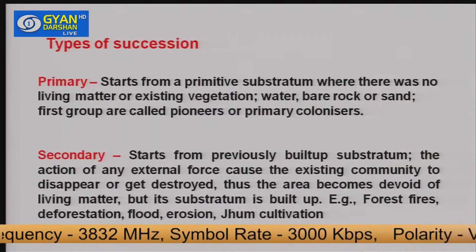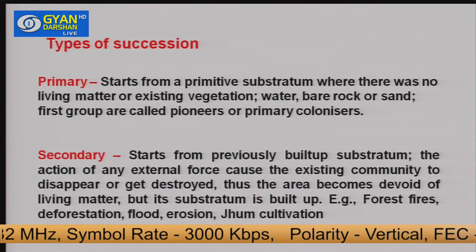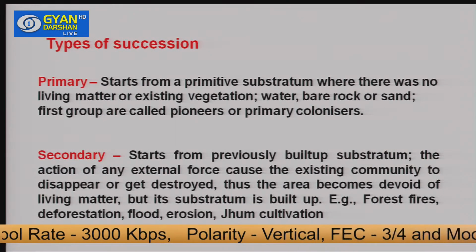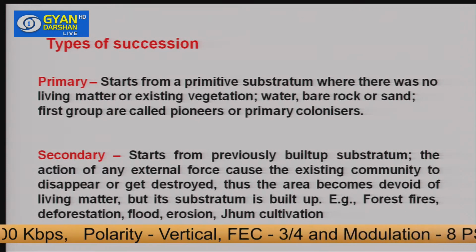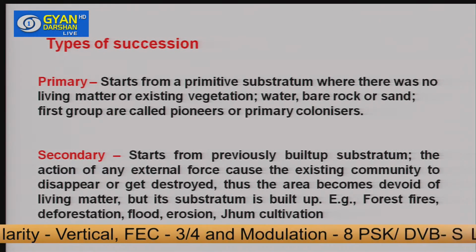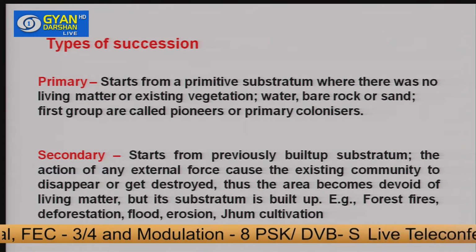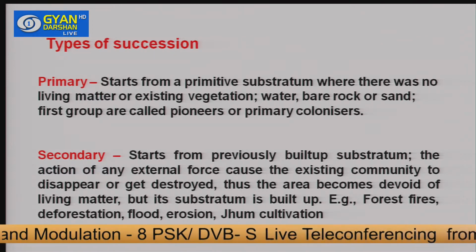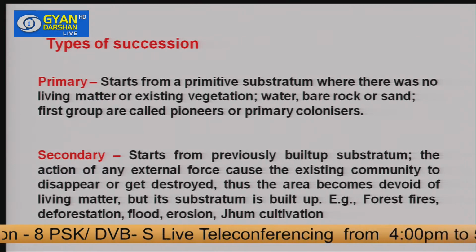Now we categorize succession into different types based on different parameters. Number one, primary and secondary succession. Primary succession means it starts from a primitive substratum. As I said, initially there was nothing. It was a bare rock or it was sand. There was no vegetation at all.